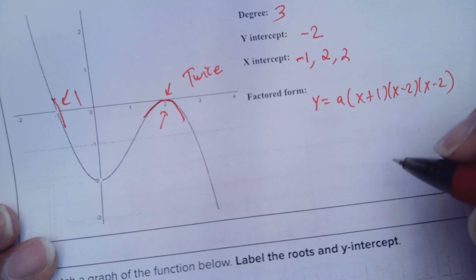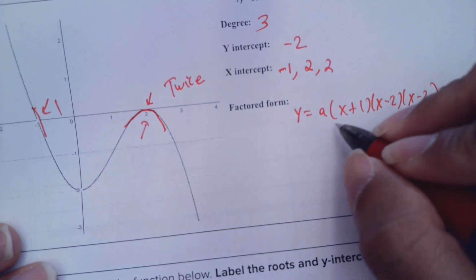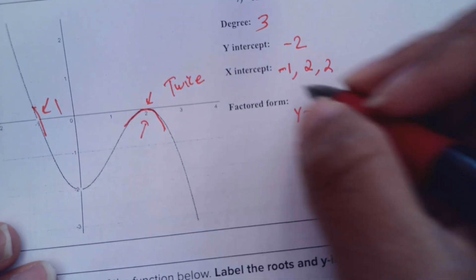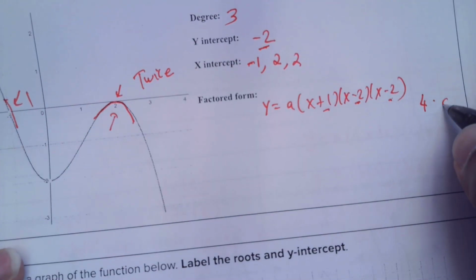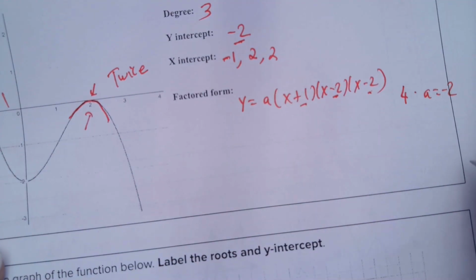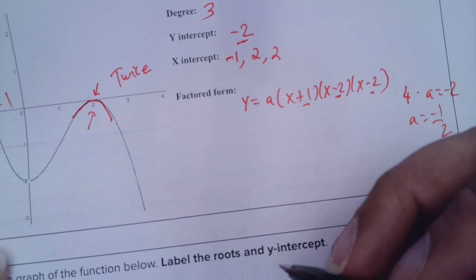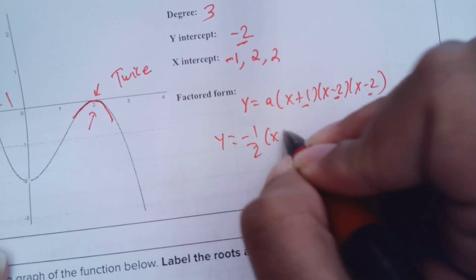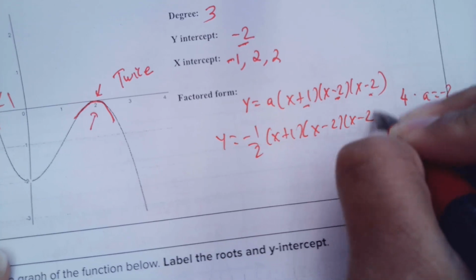How do you figure out the a? You look at the y-intercept. Right now, your y-intercept is 1 times -2 times -2, which is positive 4. You need to get -2 somehow. What can you multiply to 4 that gets you -2? It is -1/2, right? Yep. So your equation is y equals -1/2 times (x plus 1)(x minus 2)(x minus 2).